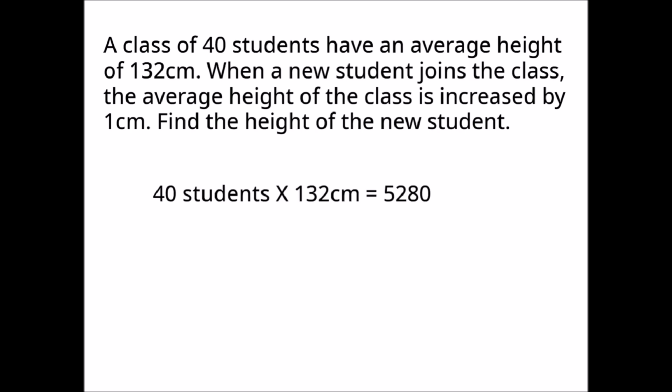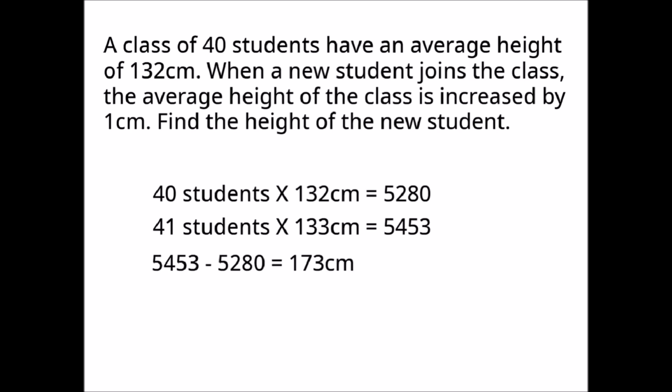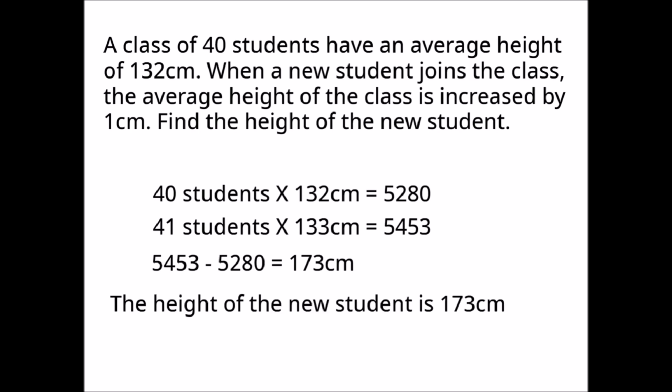40 students multiplied by 132 centimeters gives us 5,280. Calculate the total height of 41 students. 41 students multiplied by 133 centimeters gives us 5,453. Next, 5,453 minus 5,280 gives us 173. And the answer is that the height of the new student is 173 centimeters.